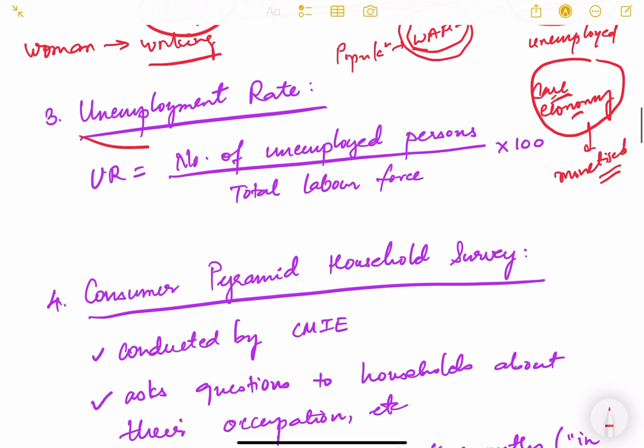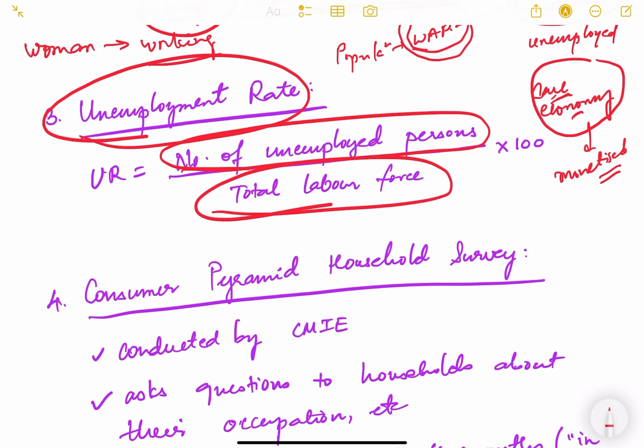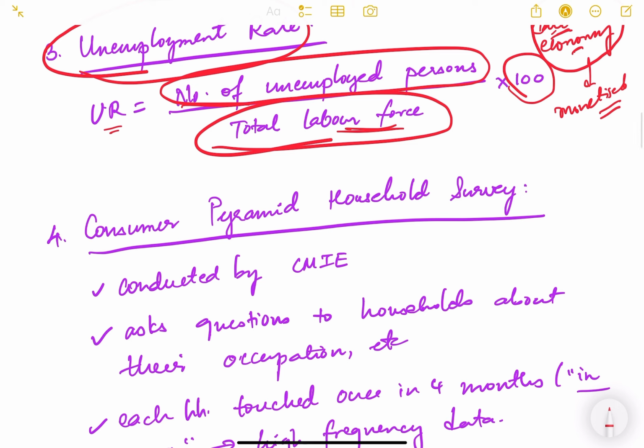Now unemployment rate, this is a third metric. It is very simple. Unemployment rate is basically the number of unemployed persons divided by the total labor force, multiplied by 100. So people who are participating in the labor force, that is the total labor force, and the number of people who are unemployed out of them, multiplied by 100 gives you the unemployment rate. You have to see the latest unemployment rate whenever you're writing this exam.